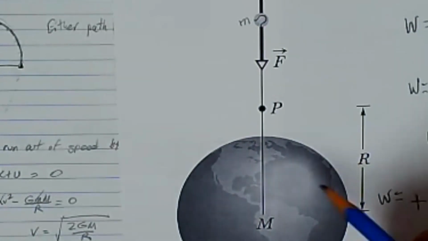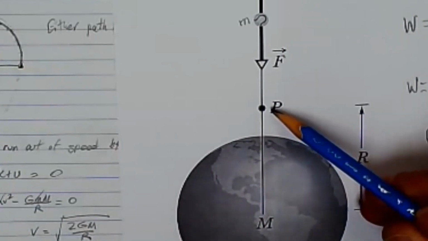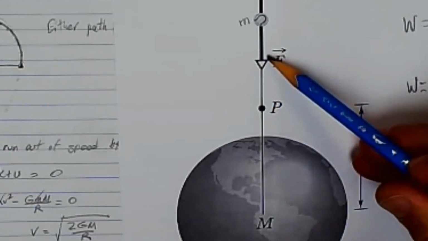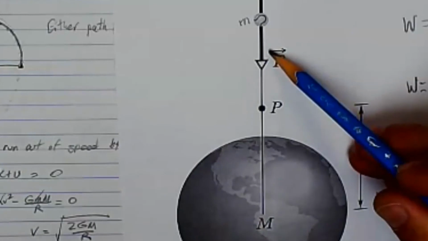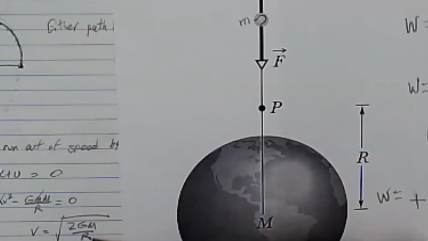to escape Earth's gravitational field, right? If R goes up, that means I'm further away from the Earth's surface, and then I won't have to get it going as fast to get away from Earth, and that's what I see. If R is bigger, then my escape velocity is smaller.